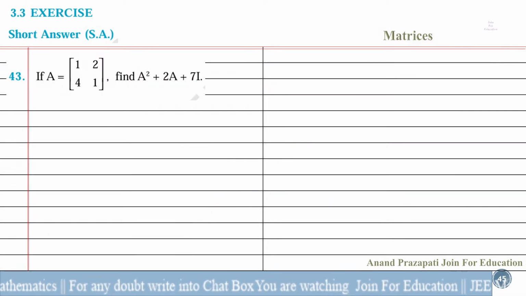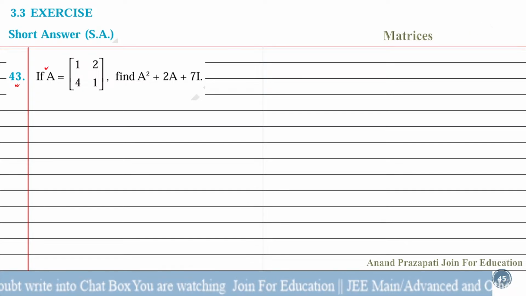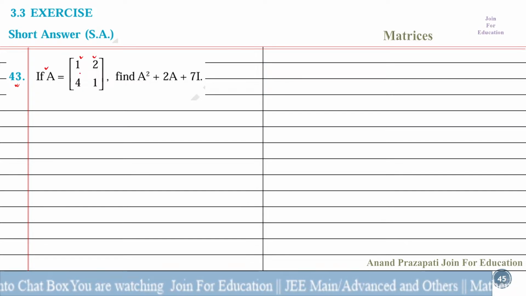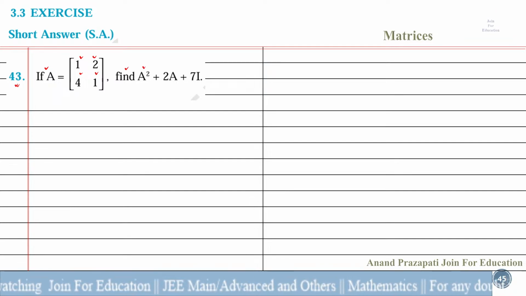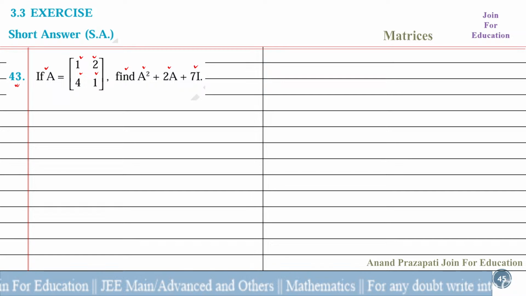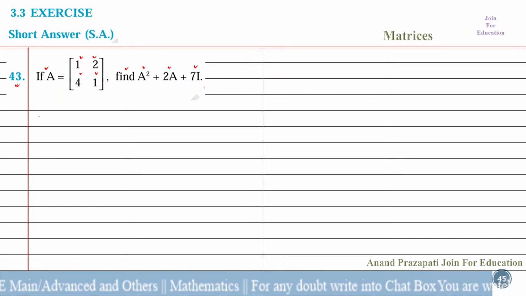Let's see question number 43. If matrix A equal to [1, 2; 4, 1], in this question it asks us to find A square plus 2A plus 7I. Let's see the solution of this question.